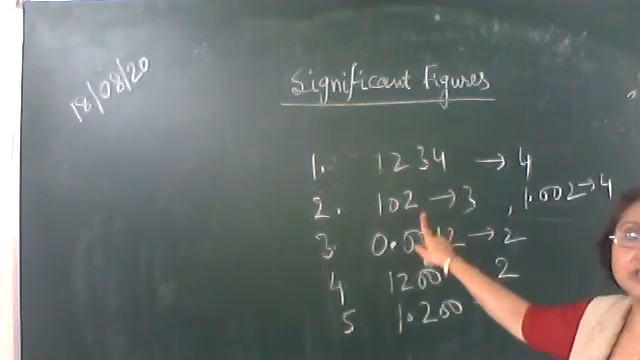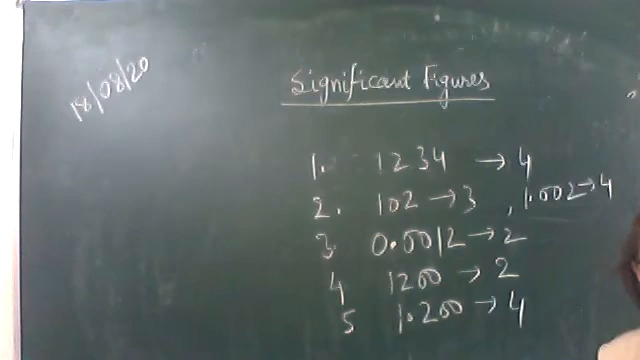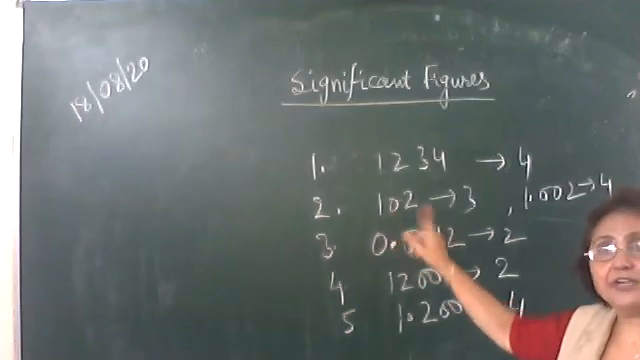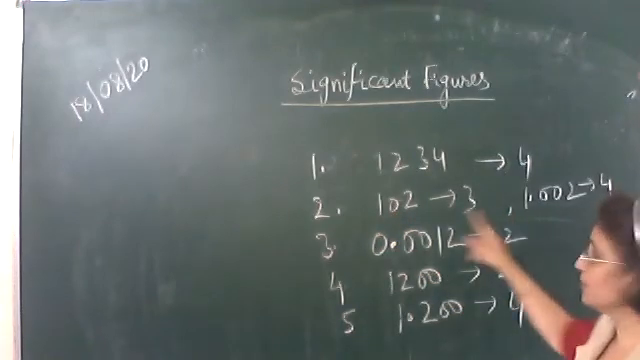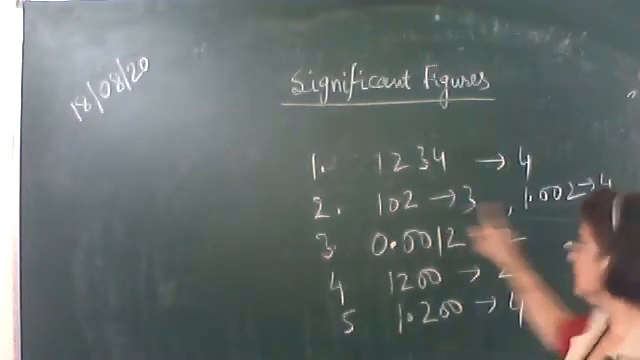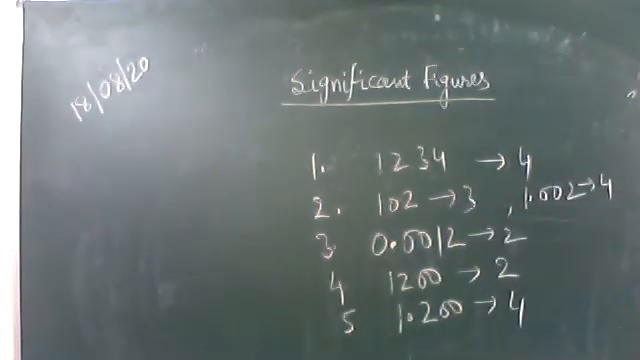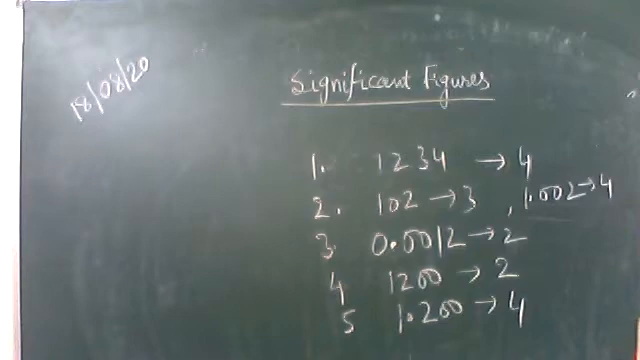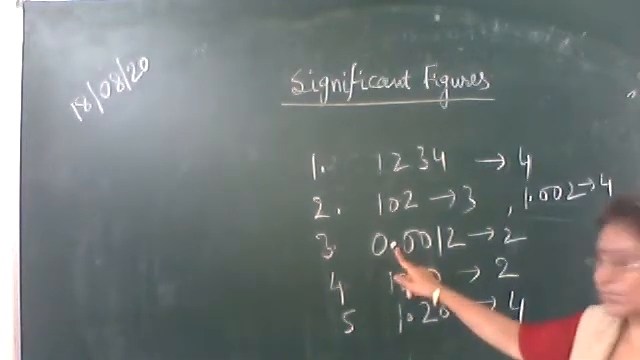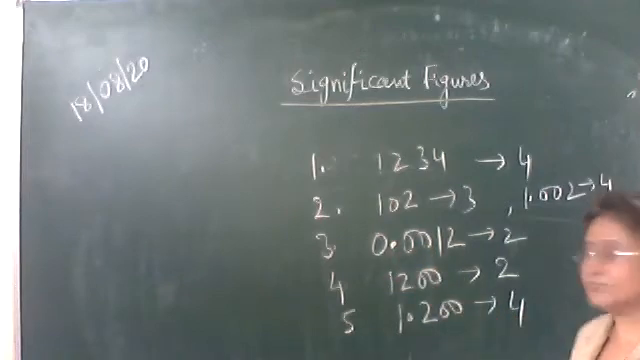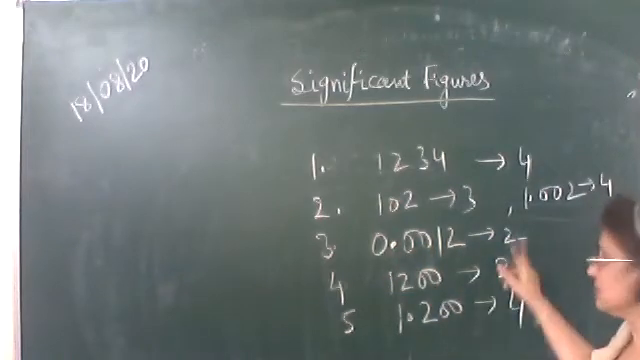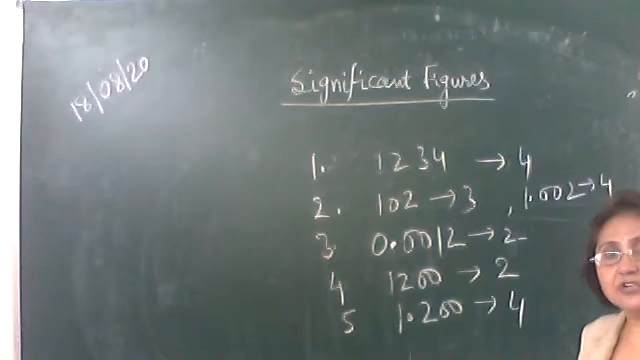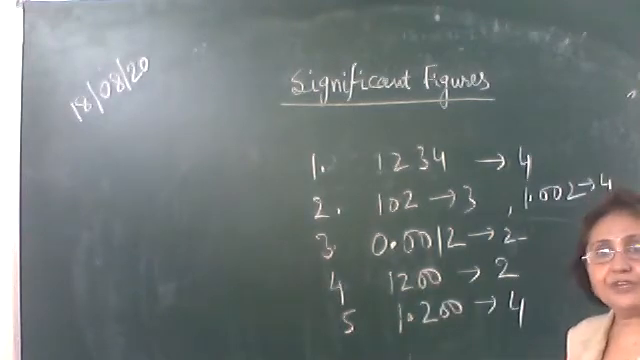Then the second rule: according to the first rule, 0 is not significant, but according to the second rule, if the 0 is lying between 2 non-zero digits, then it has to be considered significant. Like here the 0 is lying between, so this has to be considered significant. If a number starts with the decimal point, then all the initial zeros will be considered insignificant. So the number of significant figures in this value is only 2. If there is no decimal, then the trailing zeros are insignificant, so the number of significant figures is 2 only.